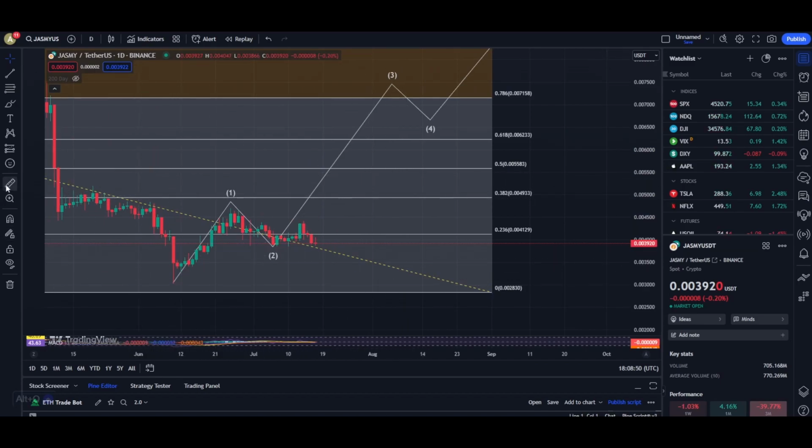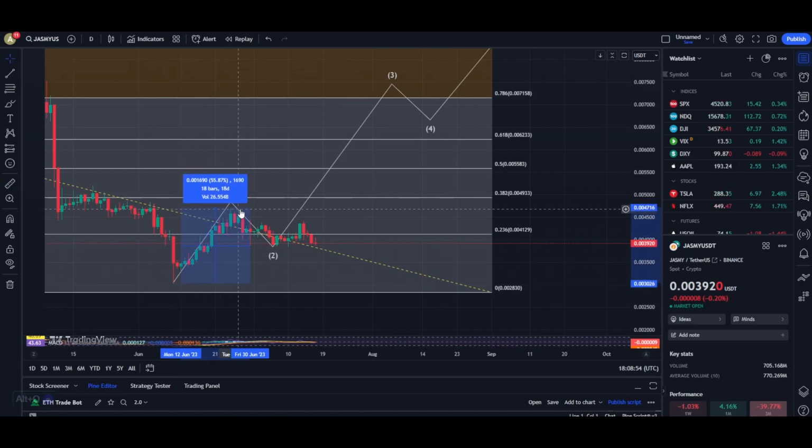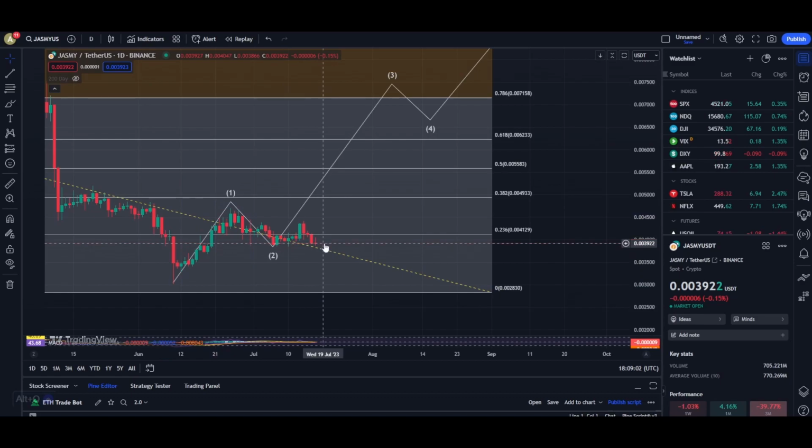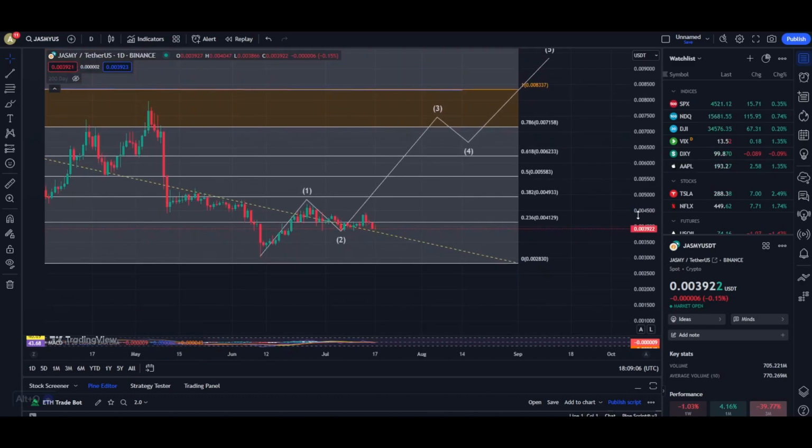I mean, even if you check out this rally right over here, from this bottom to this top, you can see that we saw a similar move from Jasmy from closer to its bear market bottom. I personally believe Jasmy has the potential to grow, but only time is going to be telling us how the markets are going to be playing out.